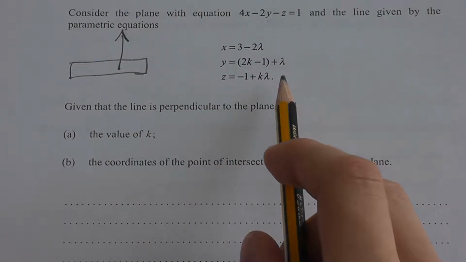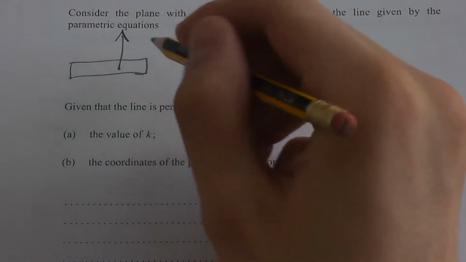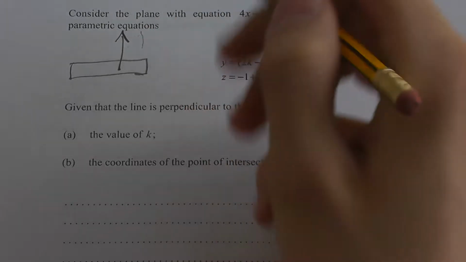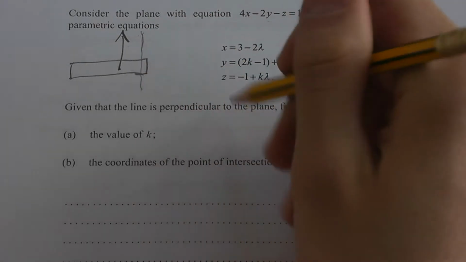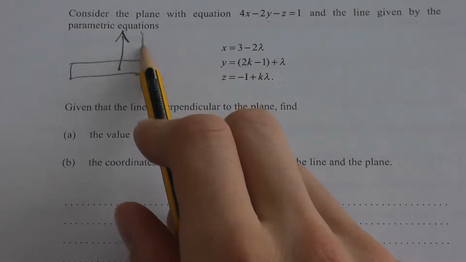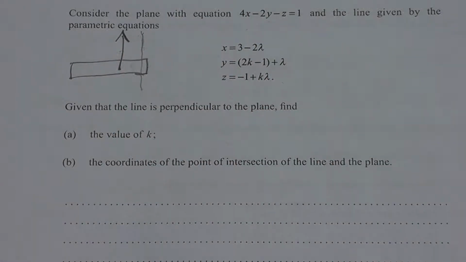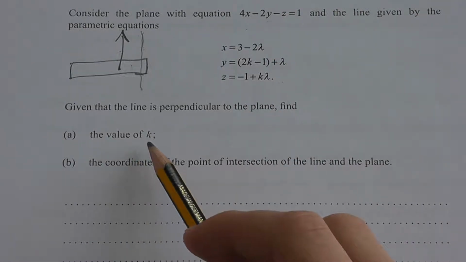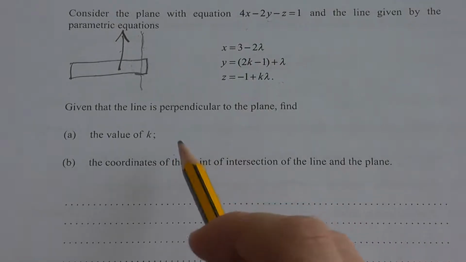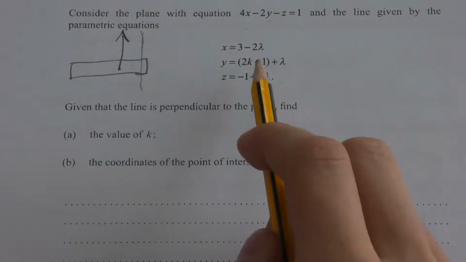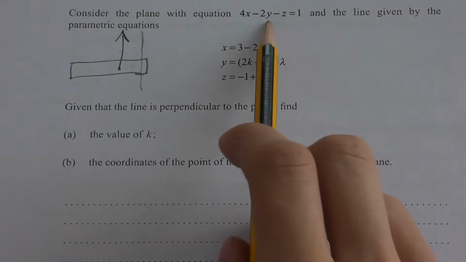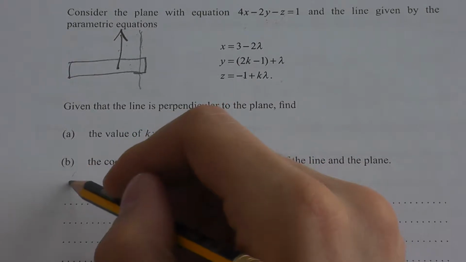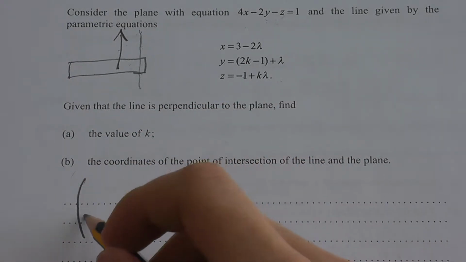So this is the plane and this is the normal vector. And then we're given a line, and the line seems to be perpendicular to the plane, meaning that the line goes sort of like this, or wherever else it goes. That means that the line is parallel to the normal vector of the plane which we're given in here. Hence, to solve part A, finding the value of k, we just need the direction vector of the line and the normal vector of the plane. And since they're going to be parallel, we can write them down.